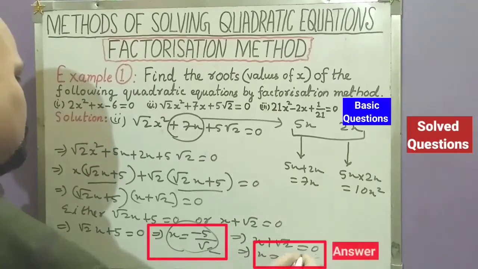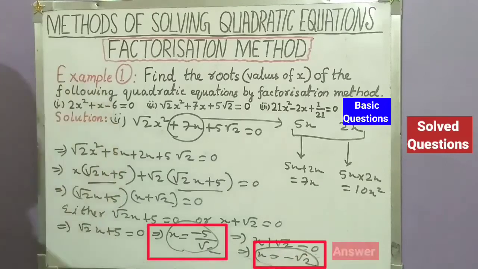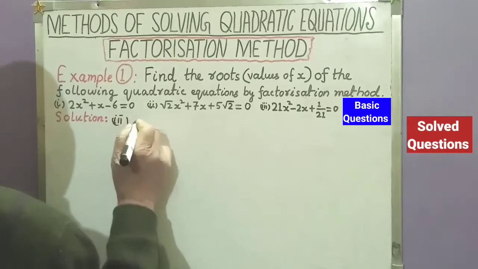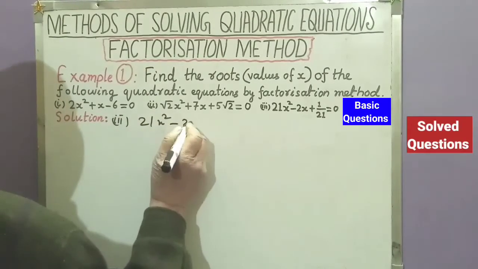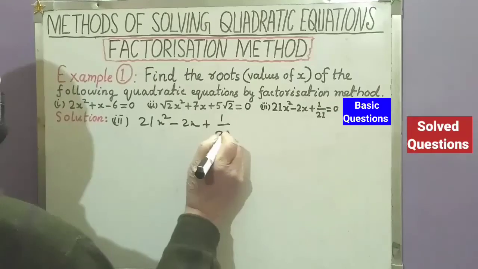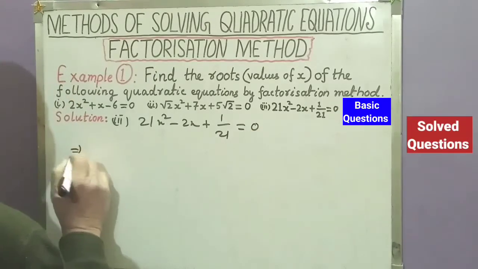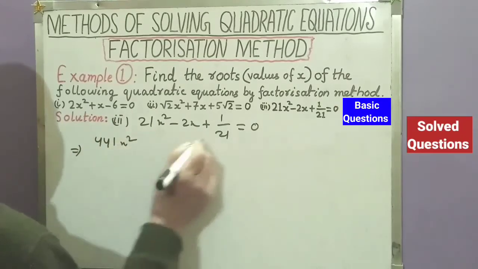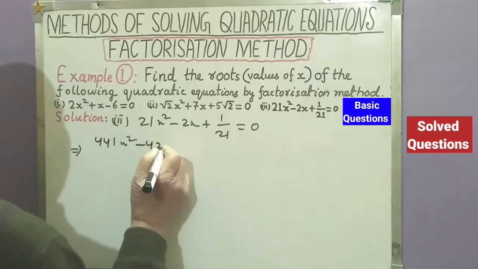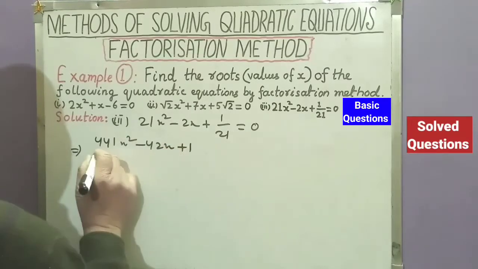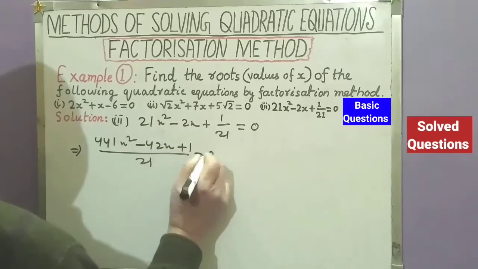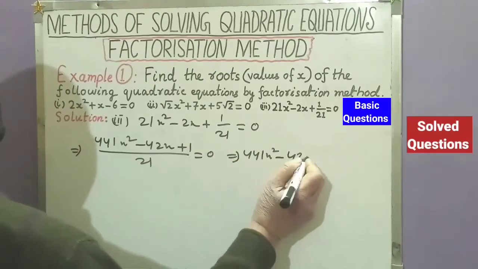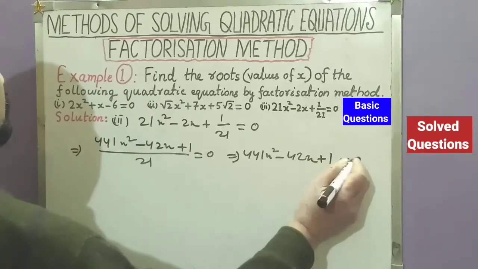That implies that x equal to minus root 2, the other value of x. Third part, 21x square minus 2x plus 1 upon 21 equal to 0. That implies that 441x square minus 42x plus 1 upon 21 equal to 0. That implies that 441x square minus 42x plus 1 equal to 0.